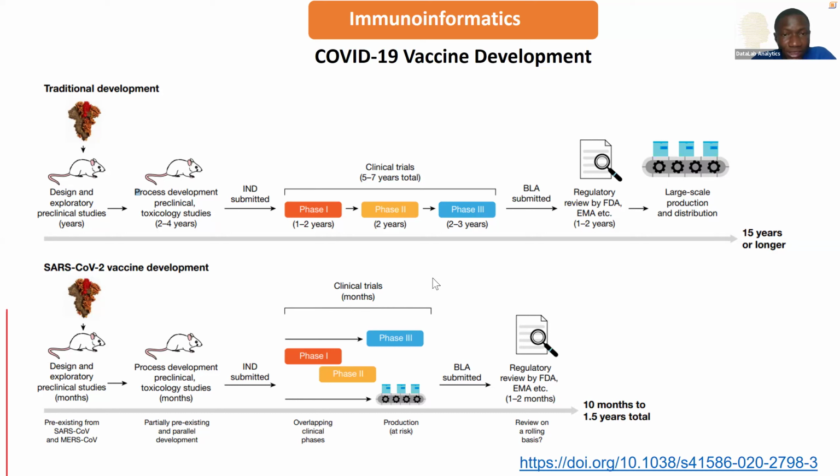These are overlapping clinical trial phases, which is not the best way to do things, but it's because we were in a demanding situation at that point in time. So that's why the trial phases are overlapping, and then to the regulatory phase, then to the market. But just know that bioinformatics aids in early drug and vaccine development.